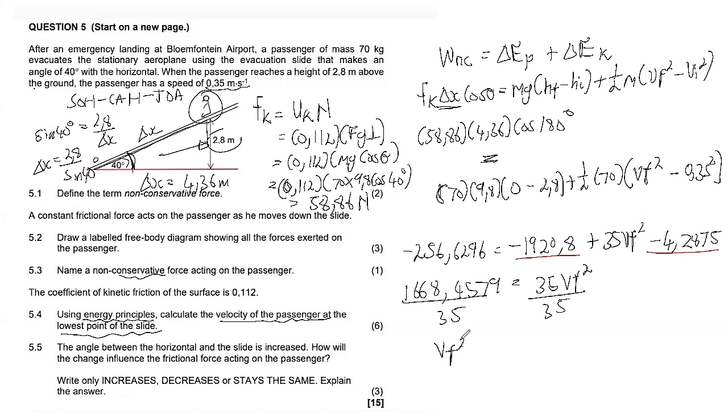Then VF squared is equal to 47.67 and a whole lot of decimals there. So I'm not going to round off any. I'm just going to punch it into my calculator, square root the answer. Then my VF is equal to 6.90 meters per second, right? And that's the velocity at the lowest point. That's how you were supposed to calculate that.